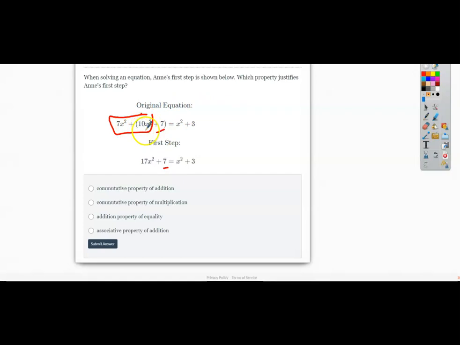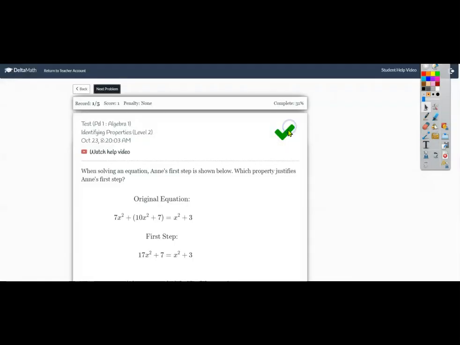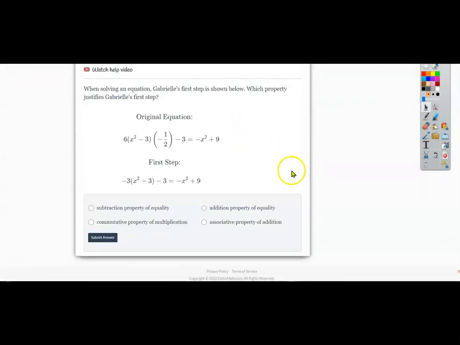But somehow these two items were combined together. And the only way you can do that is if you change this grouping here. So if I change the association here between 7x and 10x, I can group these two items instead so that I can combine like terms, right? So even though you want to say the property is combining like terms, that's not the name of a property, but you are allowed to combine like terms because you have grouped them together or changed their association, their associative property. So I use the associative property to group 7x squared and 10x squared, and that's why I'm able to add them together. Let's try another one.